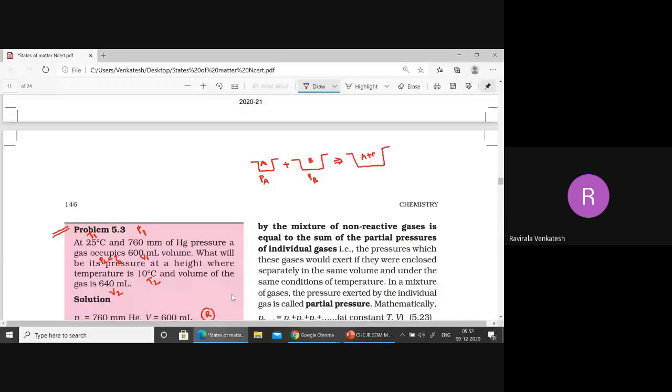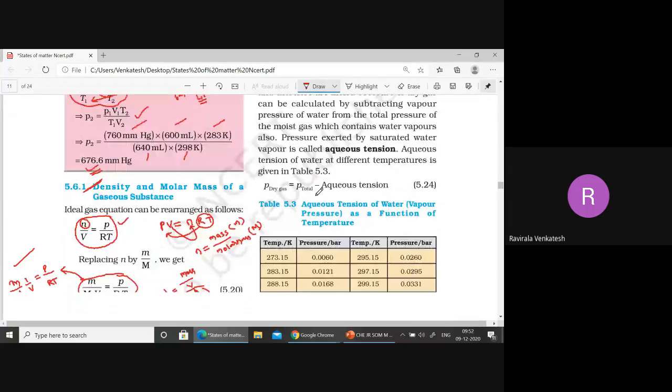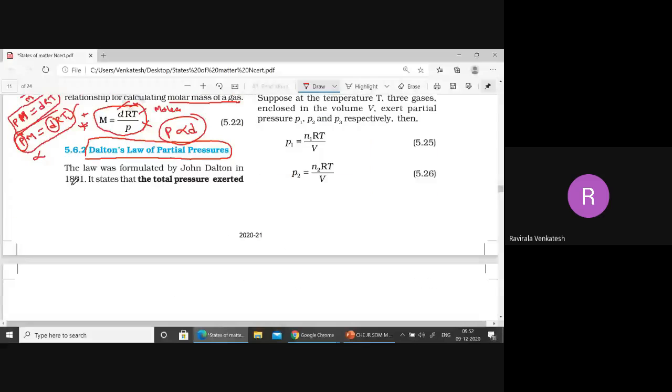Now in this case, the total pressure here is always equal to the partial pressure of A plus the partial pressure of B. If I add the partial pressure of A and the partial pressure of B, we get the total pressure. This is called Dalton's law of partial pressure. The condition is that A and B should not react with each other.